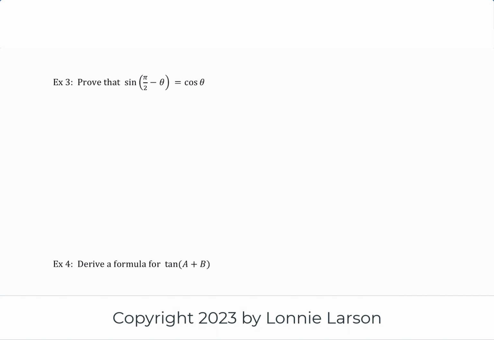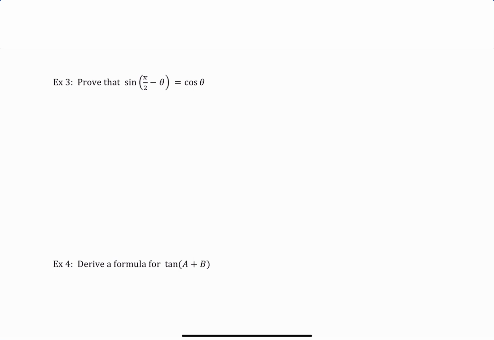Next, let's prove that the sine of pi over 2 minus theta is equal to the cosine of theta. We'll start with the more complicated side, which is sine of pi over 2 minus theta, and then we'll use the difference formula for sine. So that's going to be sine of pi over 2 cosine of theta minus cosine of pi over 2 times the sine of theta.